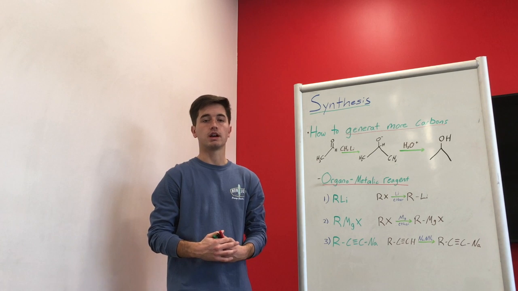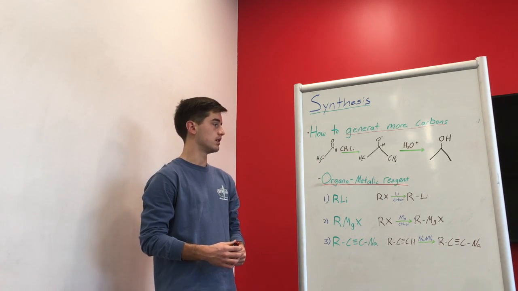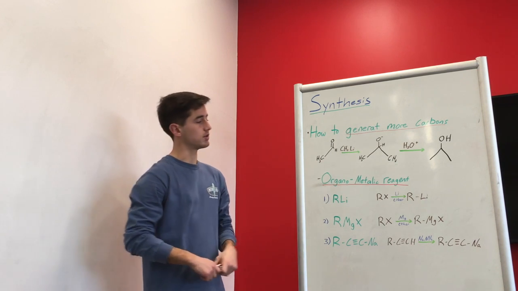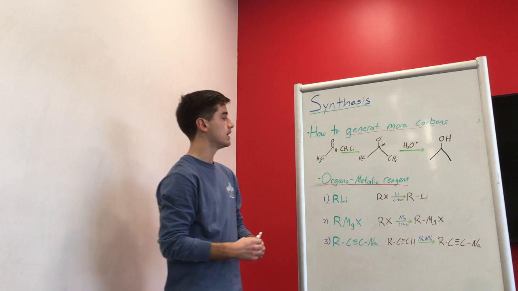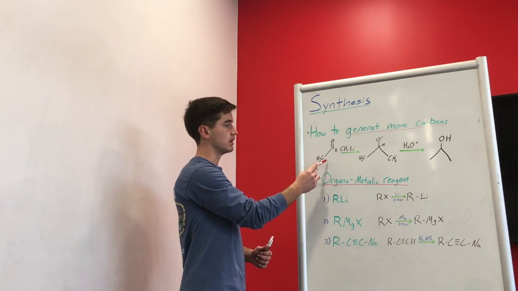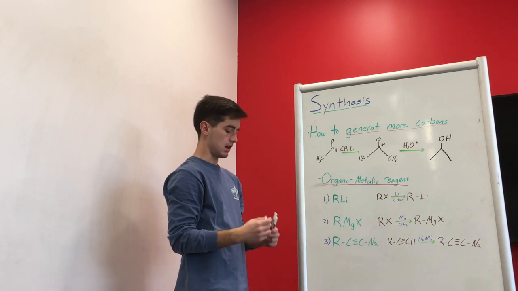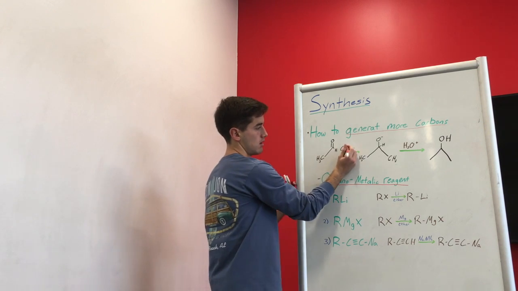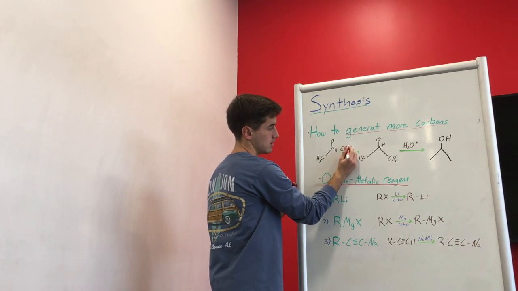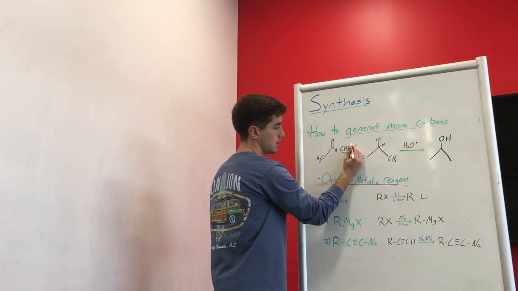So now we're going to look at how to generate more carbons in the synthesis of alcohols. So first, let's just jump straight into a little example here to show you what's going on. We have a C double bond O connected to a methyl group, and we're going to treat it with CH3 and lithium, and this will cause the CH3 to have a negative charge and the lithium to have a positive charge.